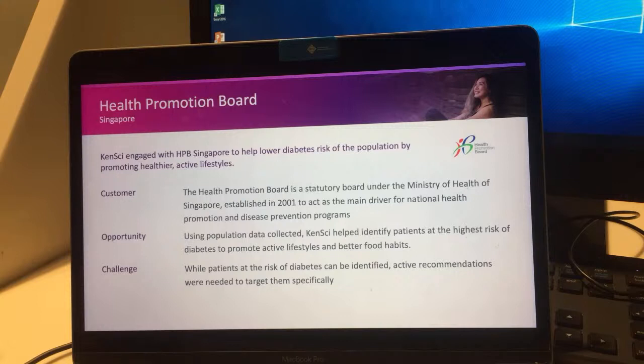All right, so another lesson is healthcare should be proactive. So what does that mean? Somewhat similar to the Singapore case, we also work with the National Health System in Scotland.